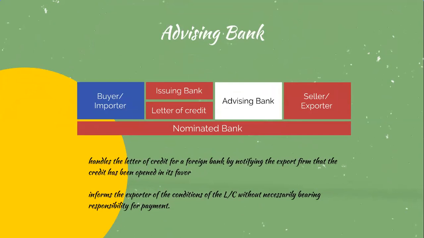So to understand this, we can define the advising bank as a bank which is operating in the exporter's country, which handles the letter of credit for a foreign bank, and which notifies the export firm that the credit has been opened in its favor. The advising bank informs the exporter of the conditions of the letter of credit without necessarily bearing responsibility of the payment.